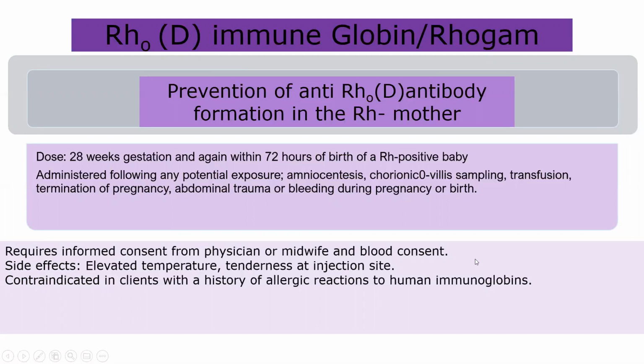But if there's been any potential exposure, amniocentesis, chorionic villi sampling, transfusion, termination of pregnancy, either spontaneous or therapeutic, abdominal trauma, or bleeding, we also need to be giving RhoGAM because we don't know if there was a mixing of the blood. RhoGAM needs to be given during that time. It does require informed consent from the physician or midwife and a blood transfusion consent.